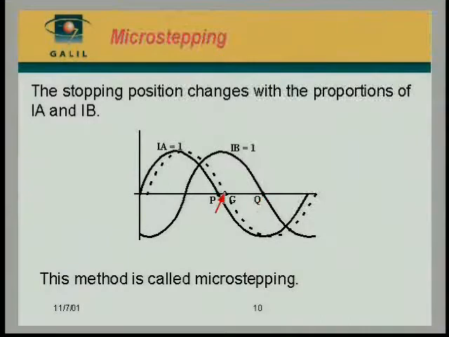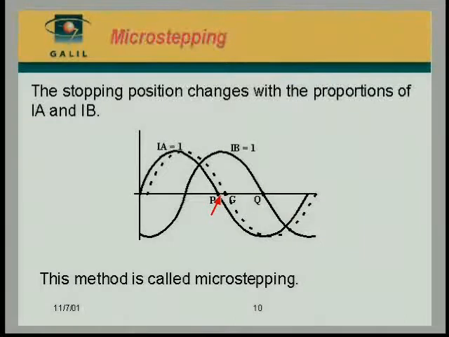So by working out the proportions between the two currents in phase A and phase B, we could move the equilibrium point anywhere we need along this curve. And by working out the proportions carefully, we could refine the resolution, the stopping resolution very well, and that method is called microstepping. In practice, it implies that instead of turning a phase full on or full off, we just control the magnitude.